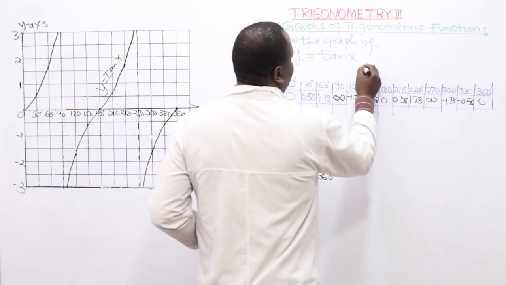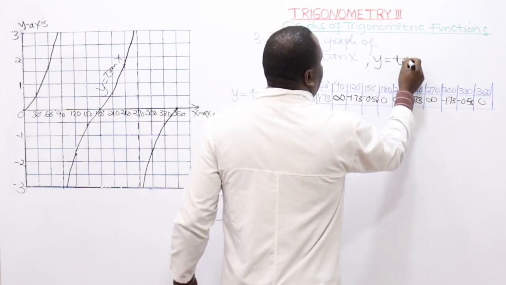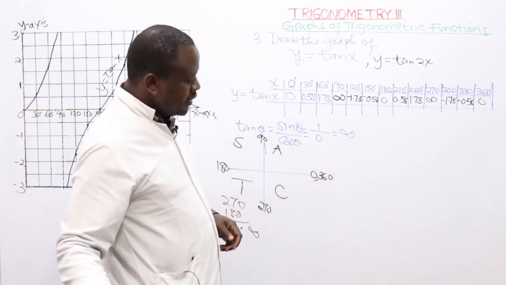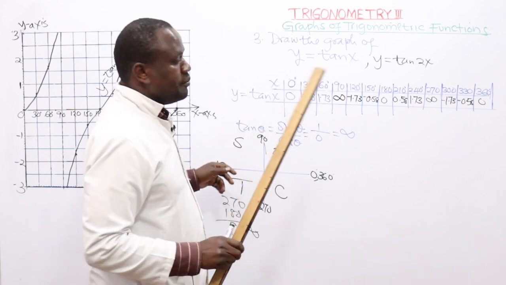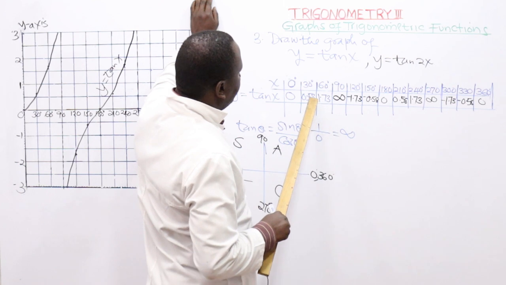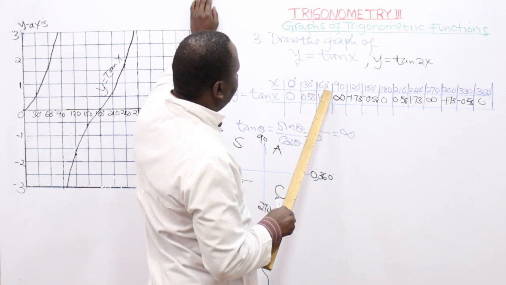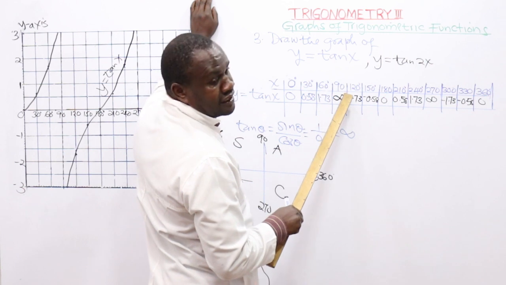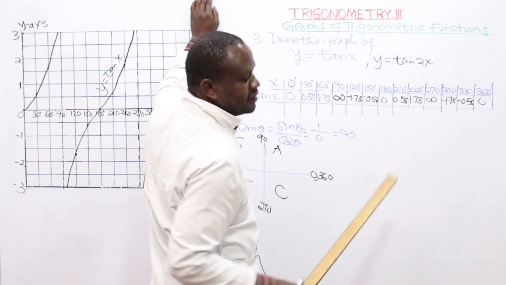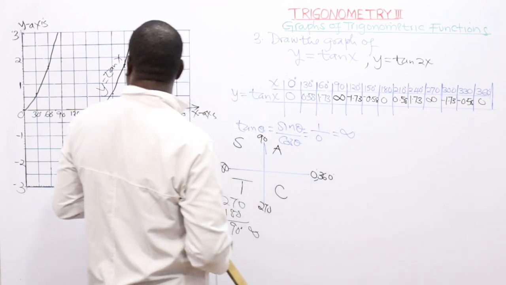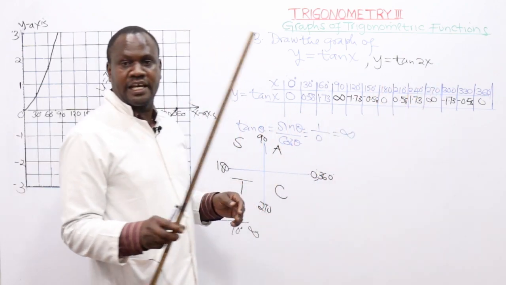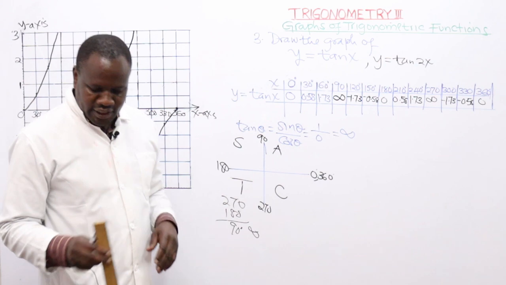Now, should we be asked to draw y equals tan 2x, then the period will change, meaning the angle of 45 becomes like 90. 180 becomes 360. So the graph will look like this, but it will end before 360. It will end at 180. So we'll look at that in the next chapter.